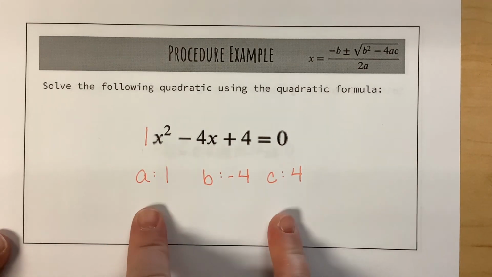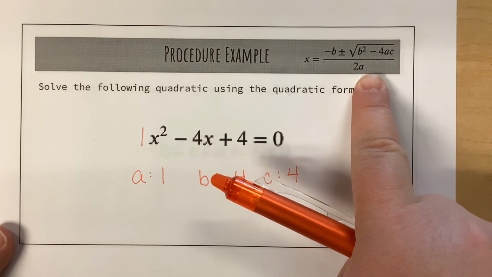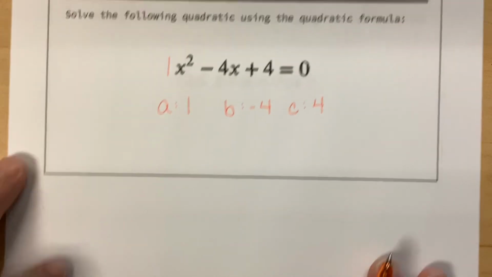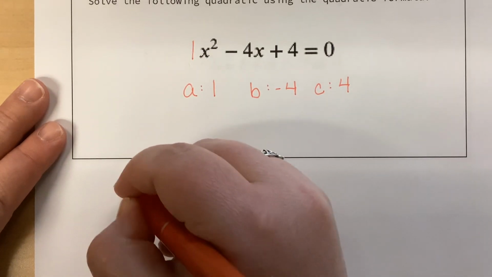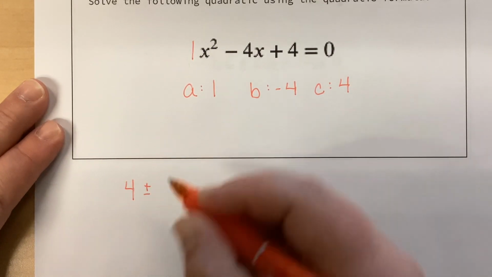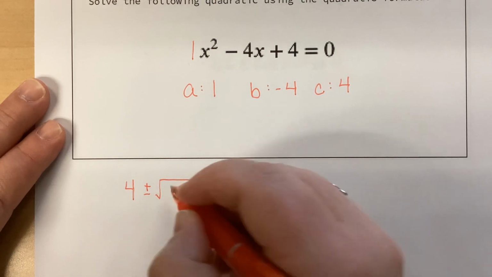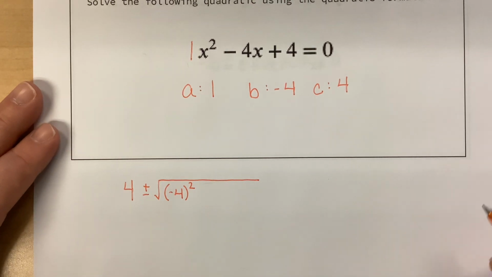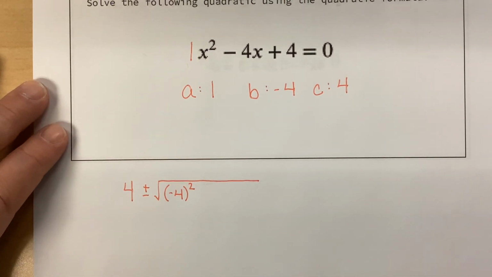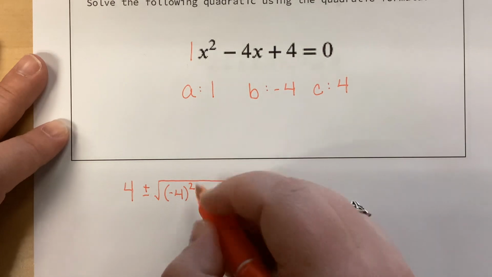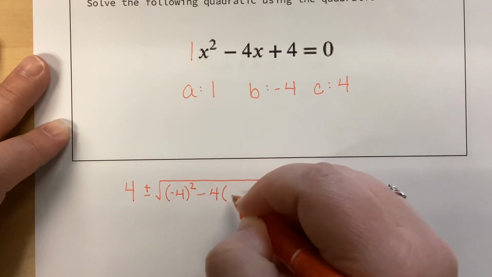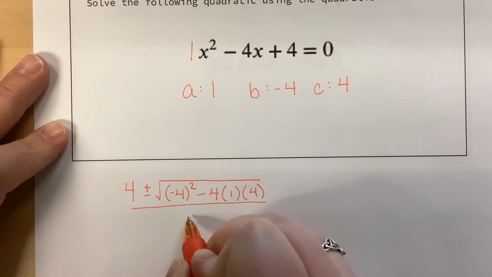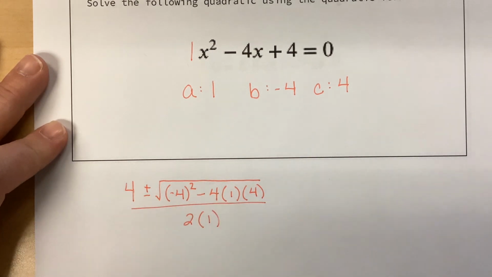So all I'm going to do is take these three numbers and put them in the proper places in the quadratic formula, and then use my calculator to simplify. Okay? So the opposite of b would make it a positive 4. I have a plus or minus square root of negative 4 squared. And you always want to make sure that that b value is in parentheses and the square is outside, especially if your b value is negative. And then we have minus 4 times a, which is 1, times c, which is 4, all over 2 times a, which again is 1.